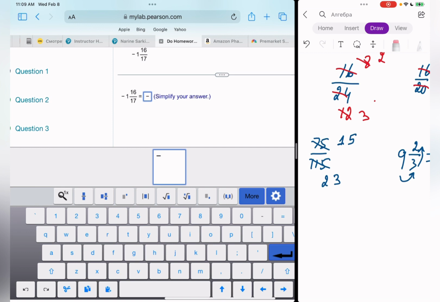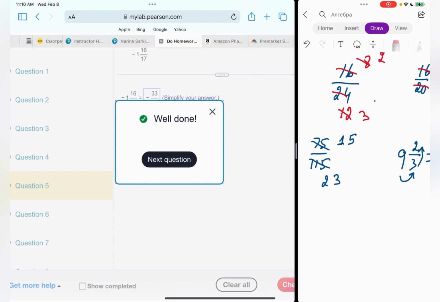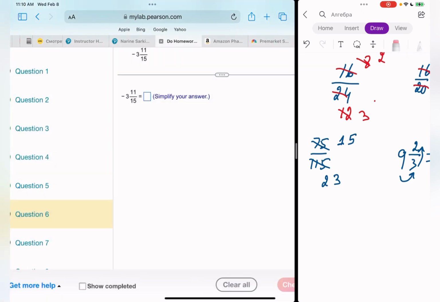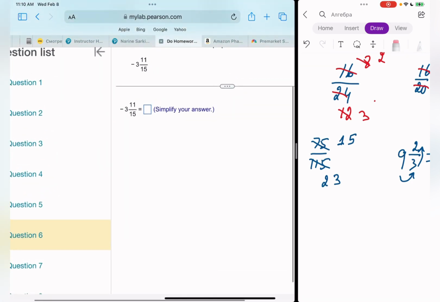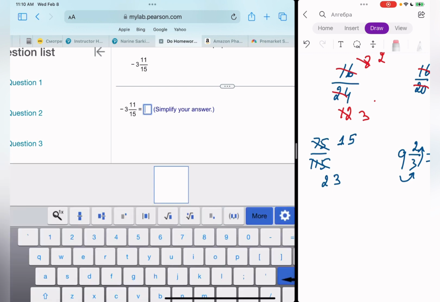Okay, negative, let's count it. 1 and 16 over 17. 1 times 17 is 17. And 17 plus 16, it's going to be what? 33. So 33 over, remember I said the denominator doesn't change, 33 over 17. Well done.